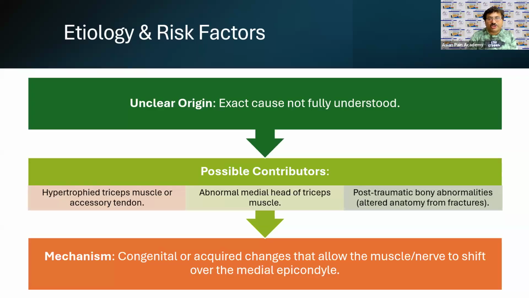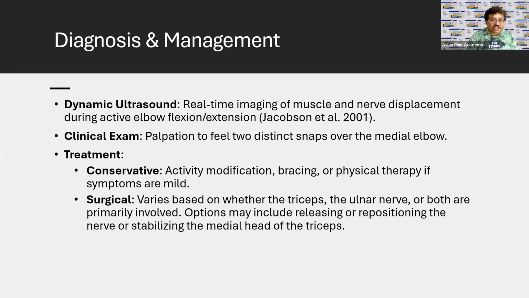The possible contributors include abnormal origin or hypertrophy of the triceps muscle. Sometimes it can be caused by post-traumatic bony abnormalities like altered anatomy from fractures, and congenital or acquired changes that allow the muscle or the nerve to shift over the medial epicondyle and snap over it during flexion and extension.